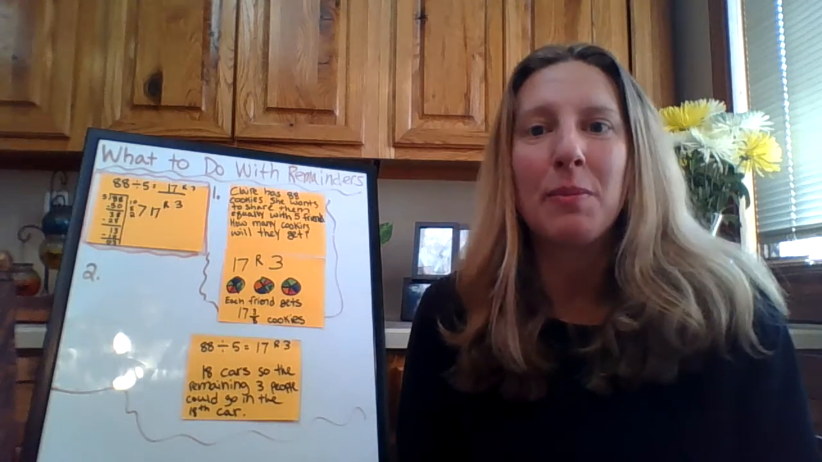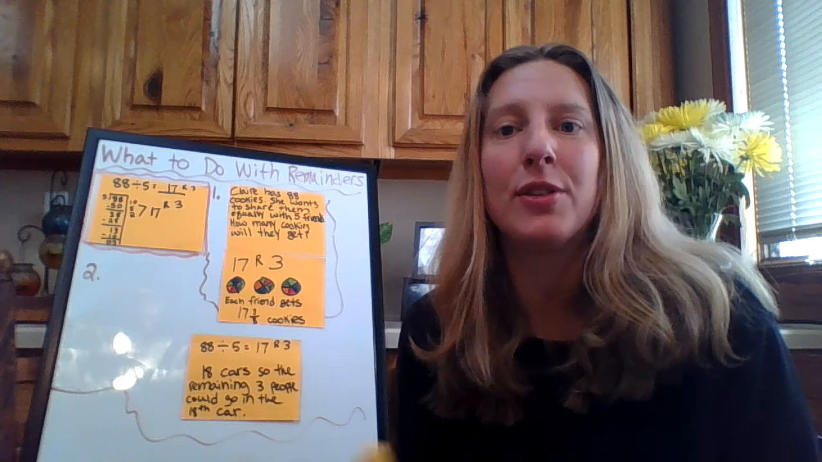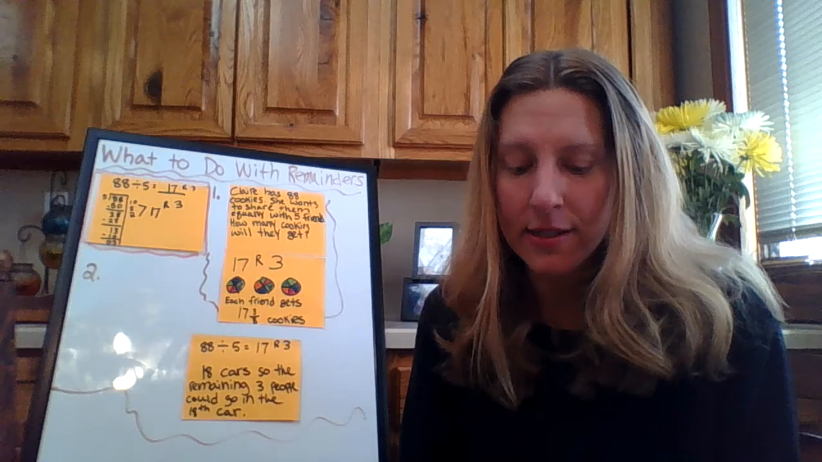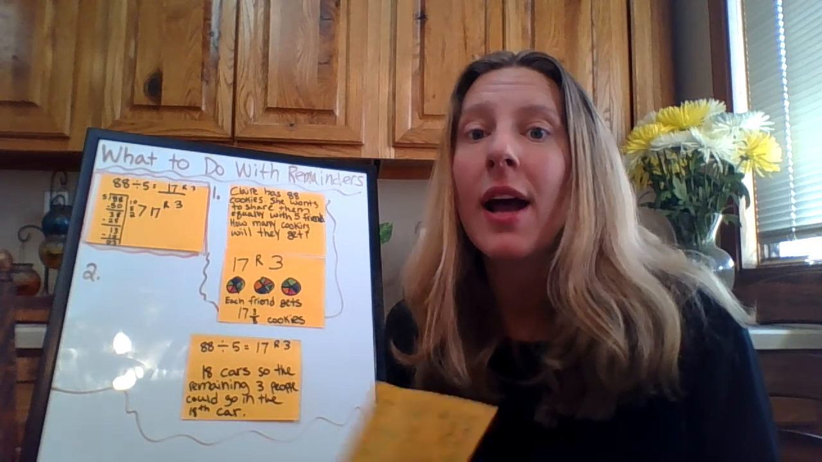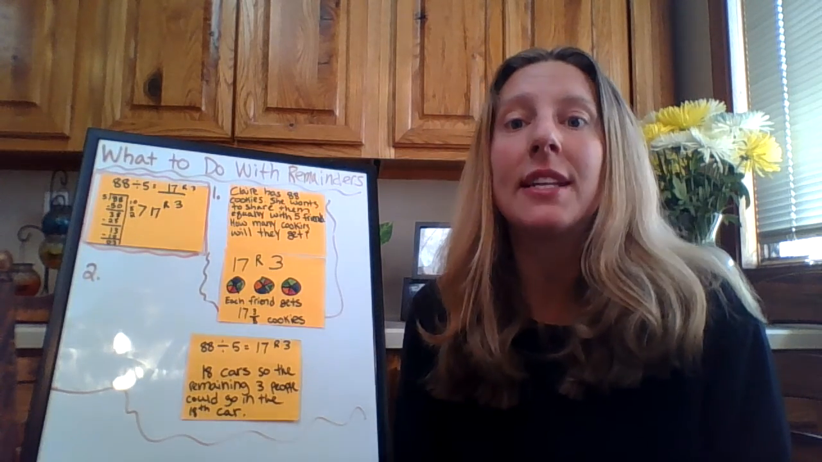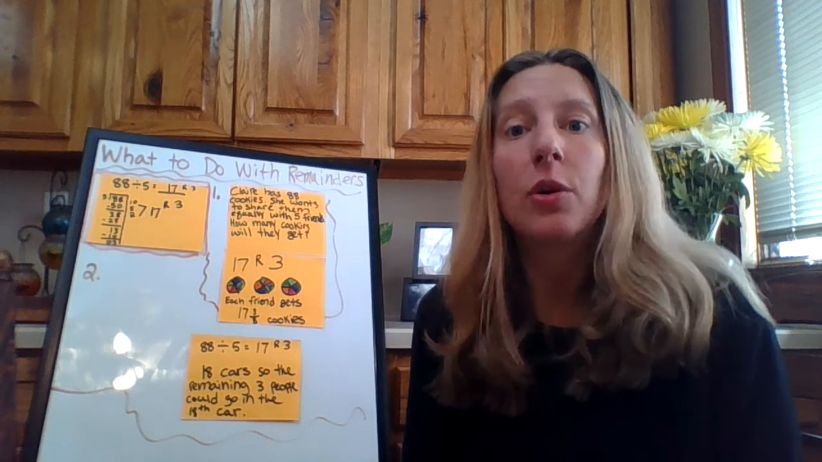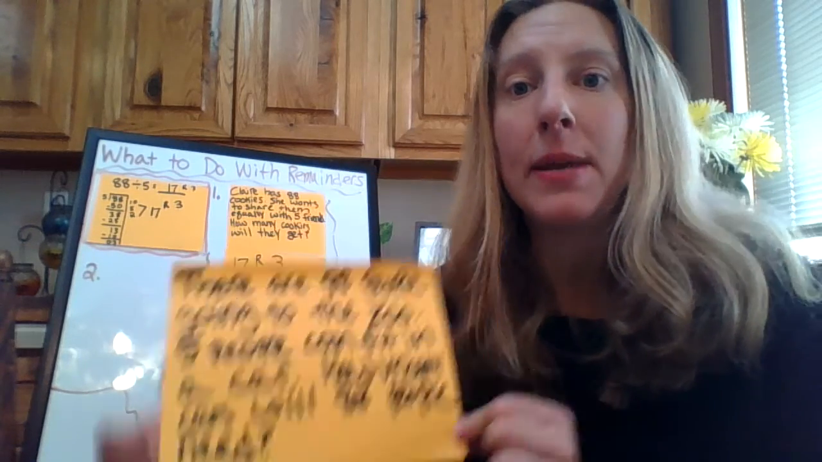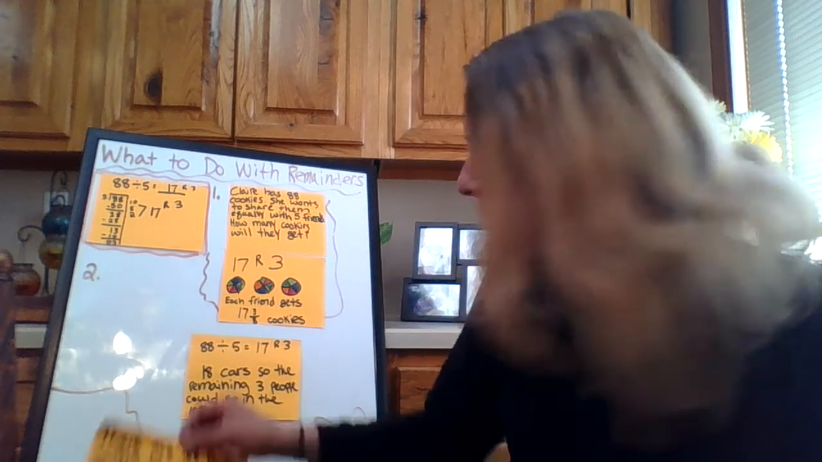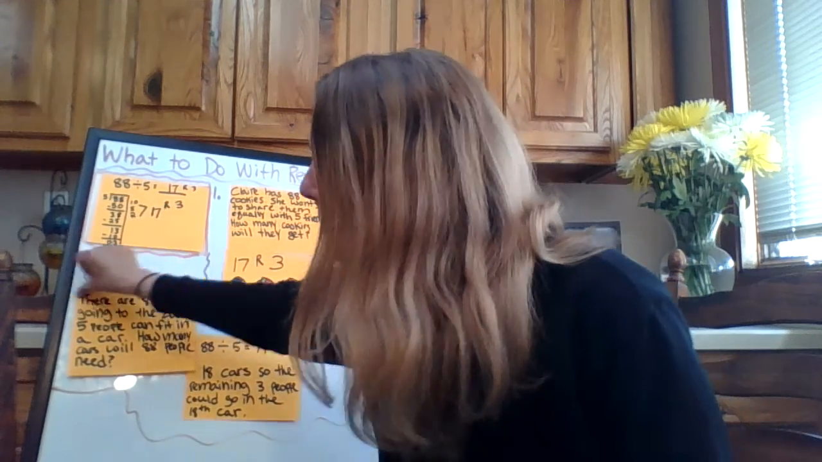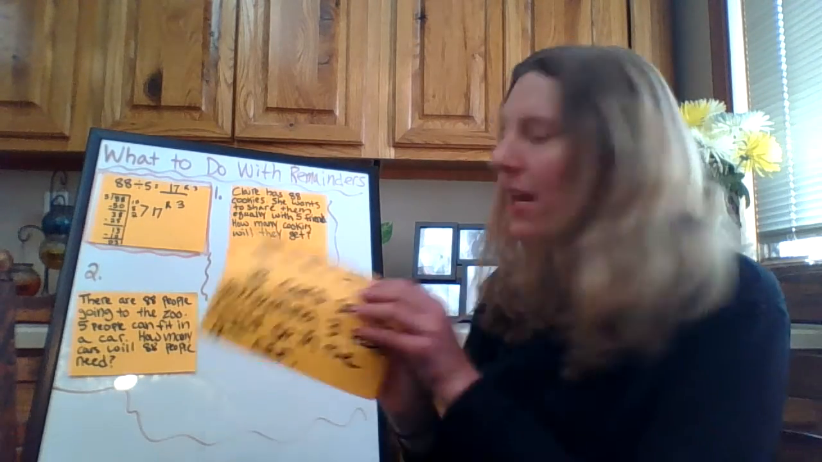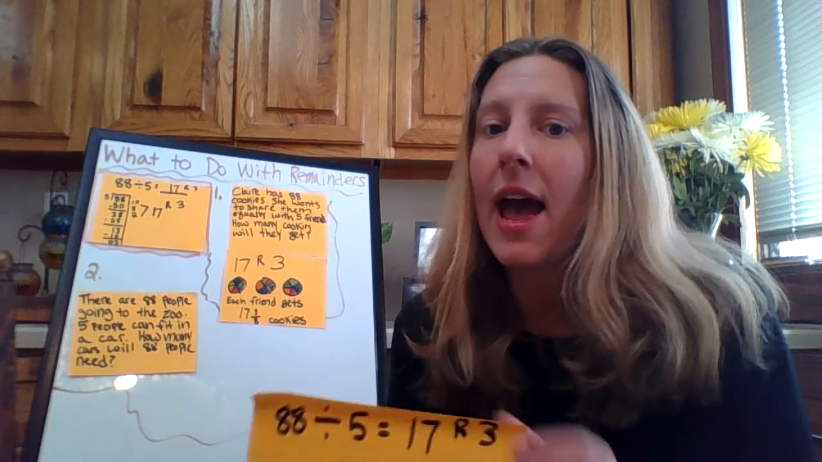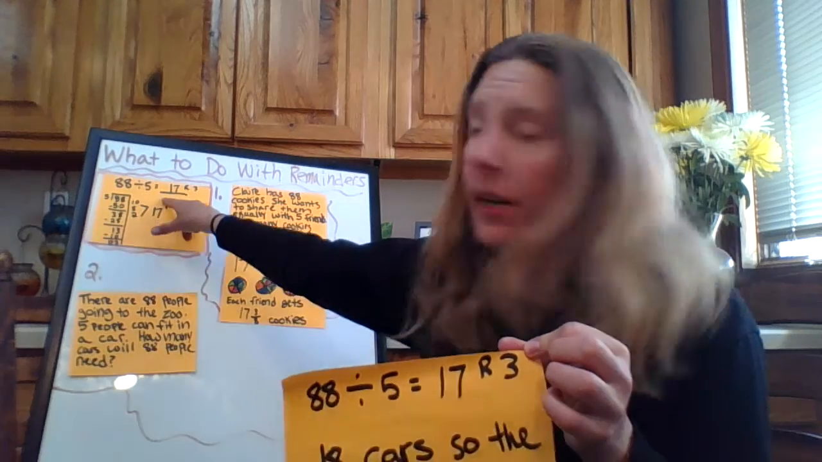So I wrote this story problem thinking about us going to the zoo. So we can imagine that people could be us, students. We're all going to the zoo, and 5 students can sit in a car. So we need to figure out how many cars will 88 people need, or how many cars will 88 students need? So the division problem would be 88 divided by 5, which is 17 remainder 3. And I already solved that here.